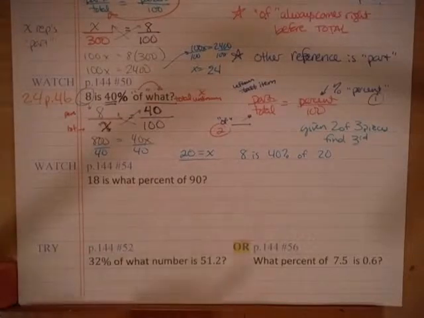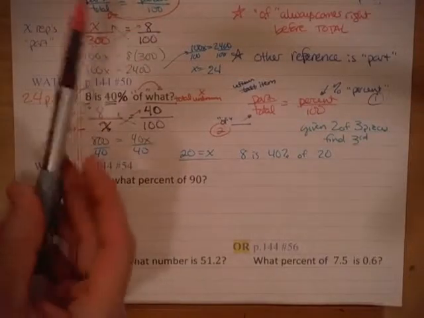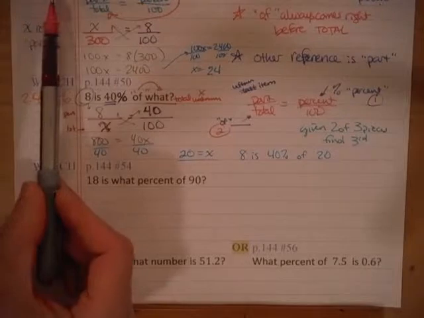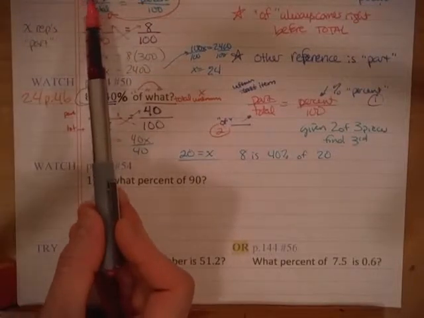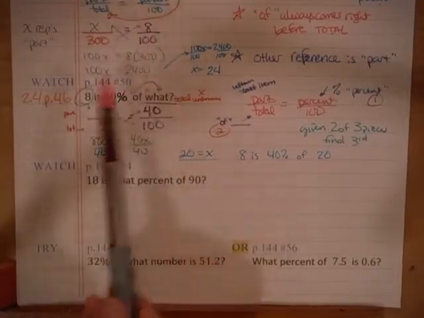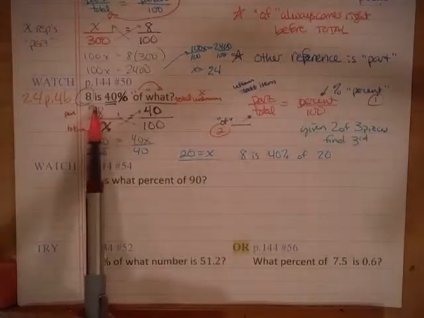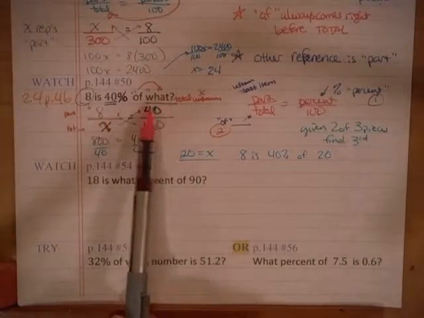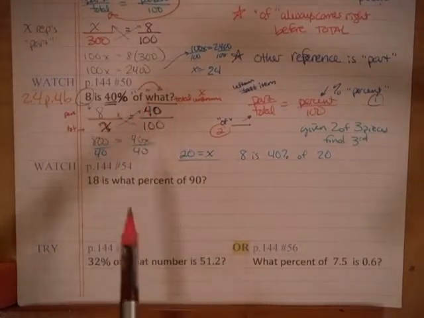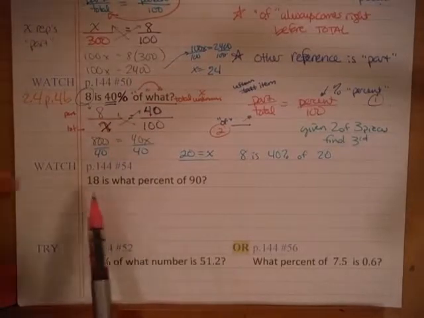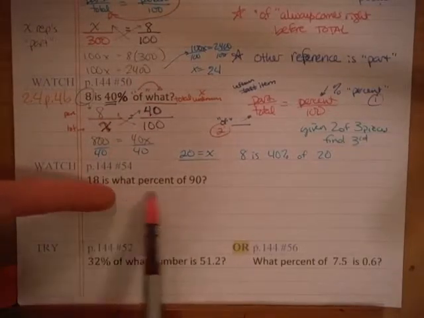Okay, let's try another one. So the very first one on the previous video, top of the page of the notes you're looking at, the part was missing. What is 8% of 300? Then on the one you can see on the screen, the second one, 8 is 40% of what? The total was missing. So now it shouldn't be a big shock to us that this third example is going to have us try to find the percent.